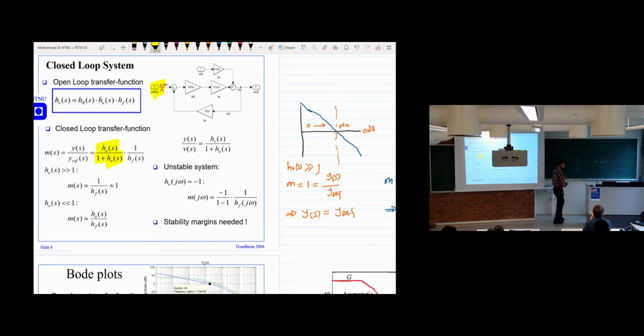This -1, what does this mean? It means the magnitude of H naught would be 1 at this point, and the phase would be 180 degrees. H naught of J omega, at this condition, you are getting -1. When you have the magnitude 1, this means 0 decibel, and the phase is -180 degrees, that gives us -1. So what will happen if we have the -1?